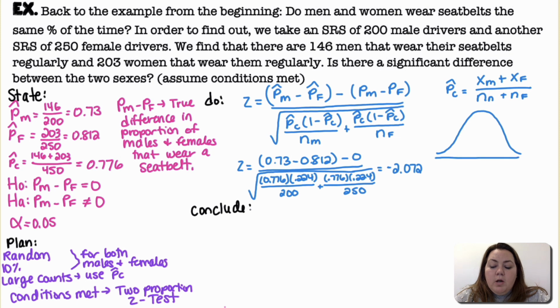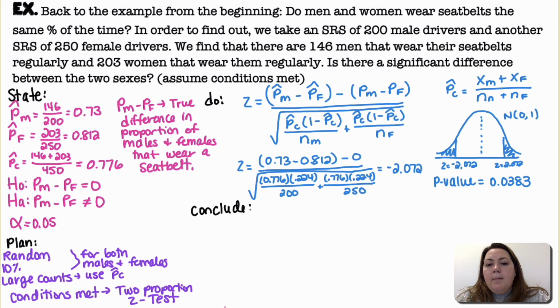I'm going to draw my normal model. I'm going to draw a standardized normal model that I would use for z-scores. And I'm going to label my z-scores on there and be very clear to say z equals negative 2.072. And because I'm doing a not equal to test, I'm also going to do z equals positive 2.072. And then I'm going to shade both above and below those. And then I'm going to use my calculator, which I would have already used to get the z-score. In my calculator, I'm going to go to stat, test, and I'm doing a 2 proportion z test. Plug that all in, and I get a p-value of 0.0383.